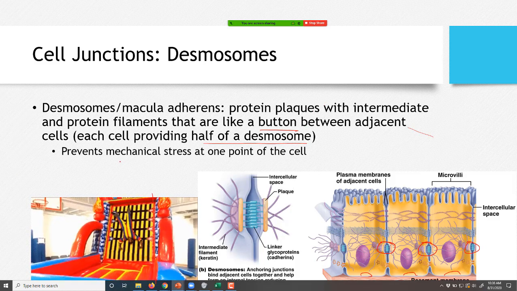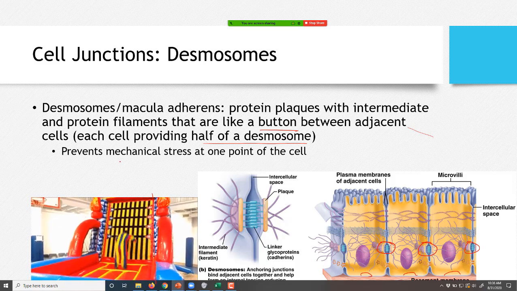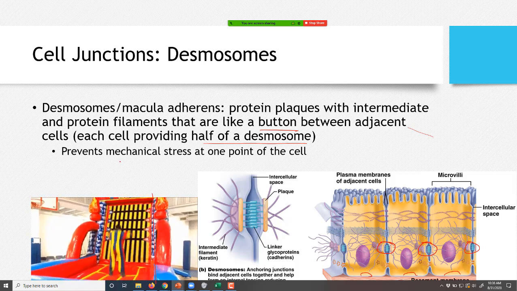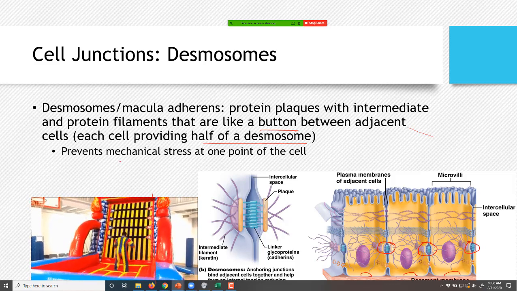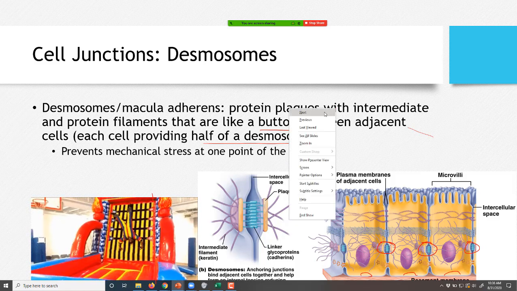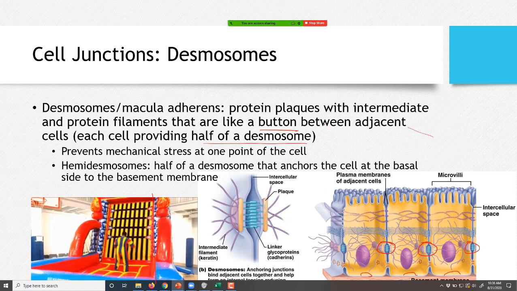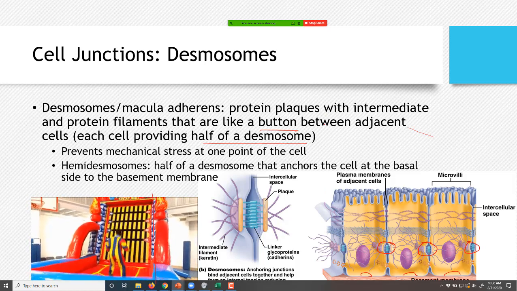So this is to prevent mechanical stress. It prevents them from being torn apart from each other. So it keeps them together. And then there's hemidesmosome.